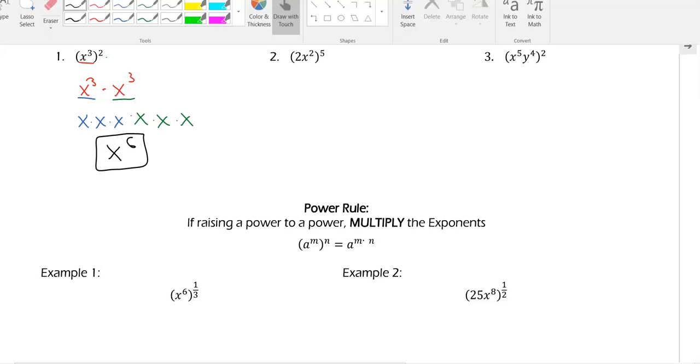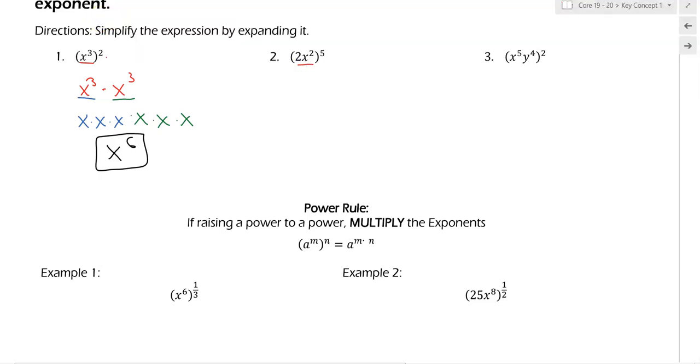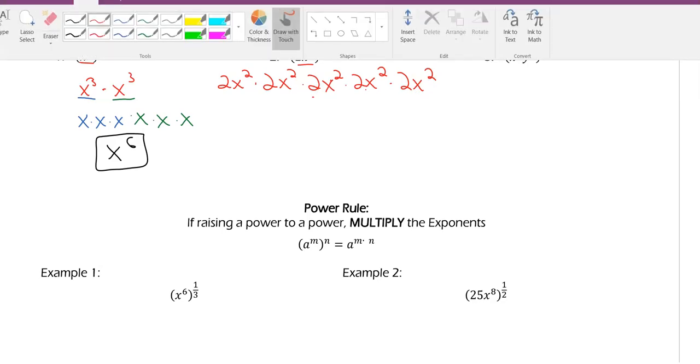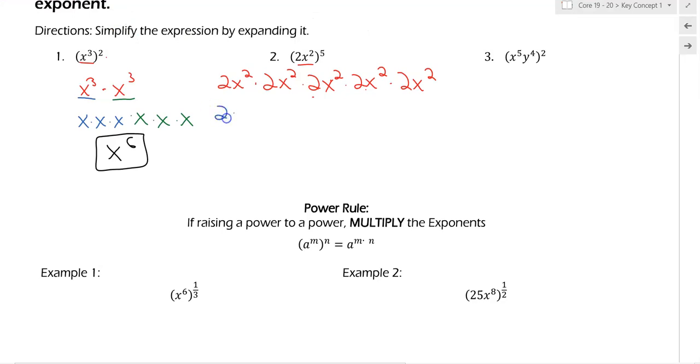2x squared to the 5th, right? I'm going to take this 5 times. So I have 2x squared times 2x squared times 2x squared times 2x squared. 1, 2, 3, 4, 5. Okay, so I'm writing that out 5 times. And what that means is, right, 2 times x times x times 2 times x times x. I have 1, 2, 3, 4, 5.